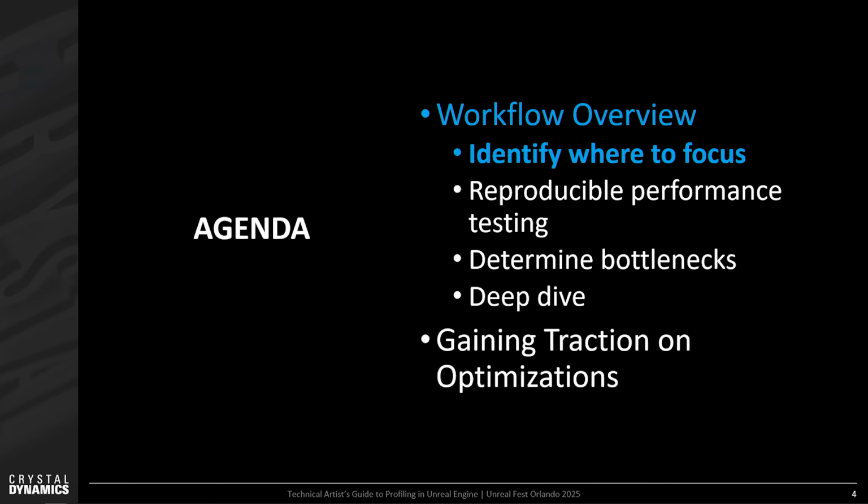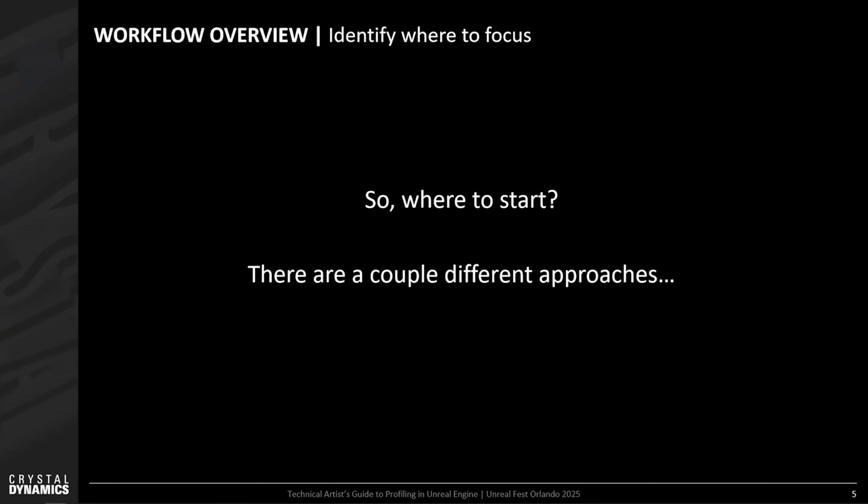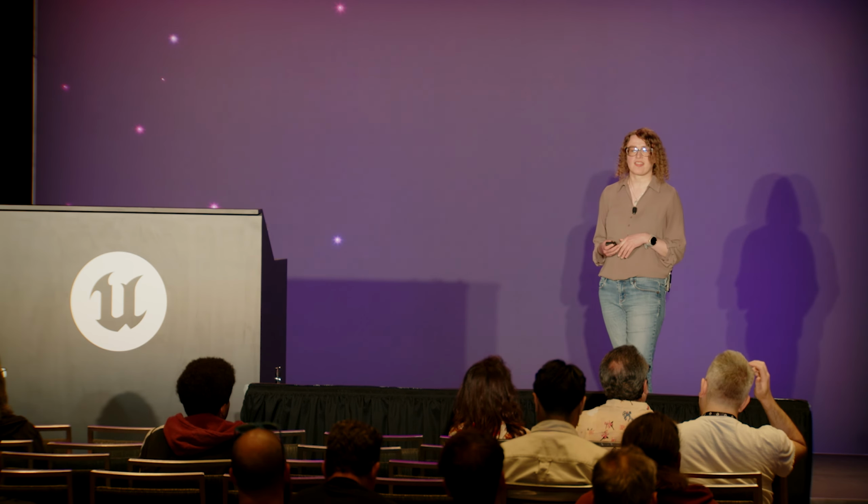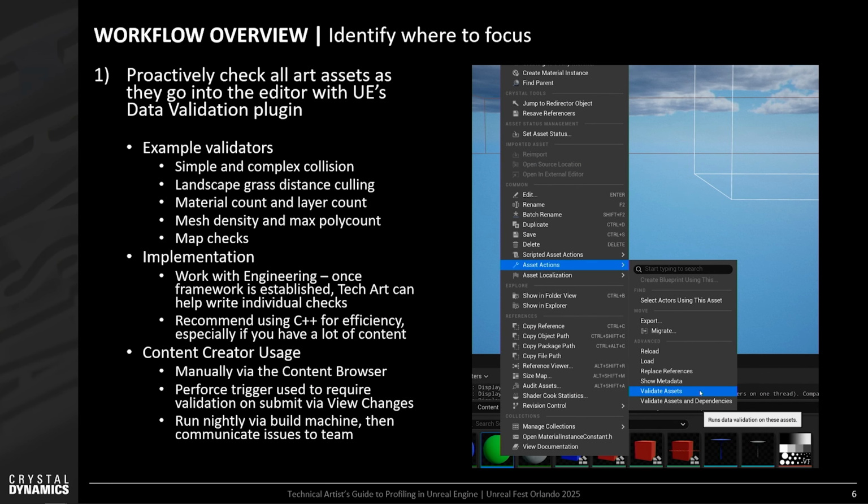So first of all, we'll figure out where we want to focus, where to start. There are a couple different approaches, and we're going to start with some that aren't technically profiling, but they are important for maintaining optimized content. First of all, we'll want to proactively check all our art assets as they go into the editor with Unreal Engine's data validation plugin. Some examples of this are simple and complex collision, landscape grass distance culling, material count and layer count, mesh density and max poly count, and also map checks.